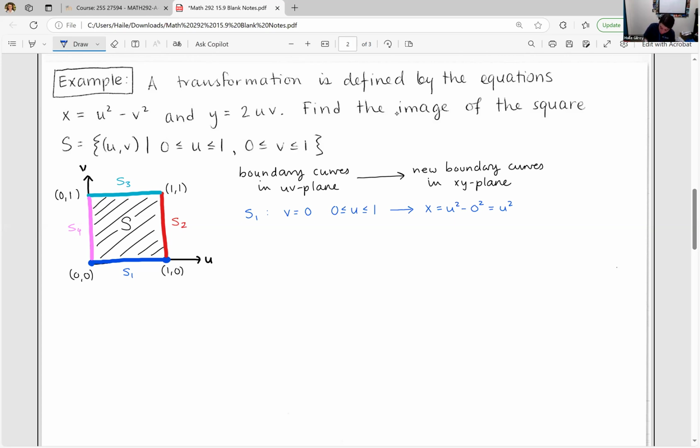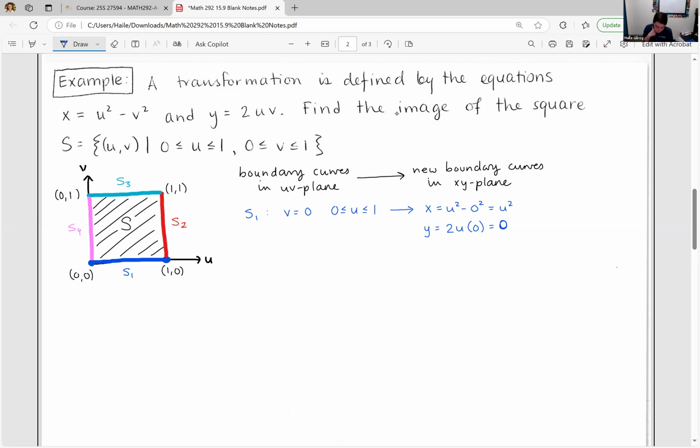We can say the same thing about y. If we plug in that v value for y is equal to 2 times u, but v is 0, so y is just going to be equal to 0. Now I've got formulas for x and y for this particular S1, but I also want to consider what range of values x can fall between.